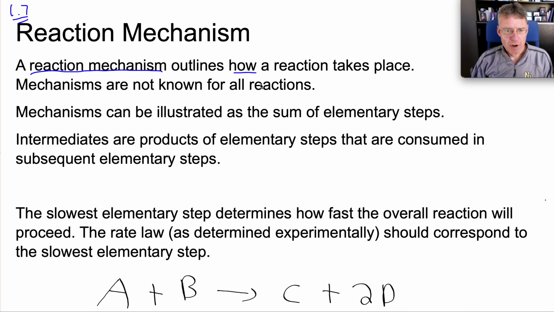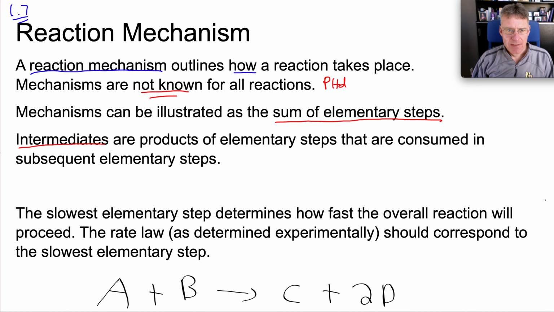Mechanisms are not known for all reactions. Very often, we don't know the steps that take place, and somebody might spend 5 years of their life getting a PhD figuring out how a reaction occurs. As we learn about mechanisms, we're going to talk about them as a series of elementary steps. There might be 2 or 3 steps that lead us from reactants to products. Some of these steps are going to make chemicals that aren't reactants or products. Something made and then consumed in elementary steps is referred to as an intermediate.